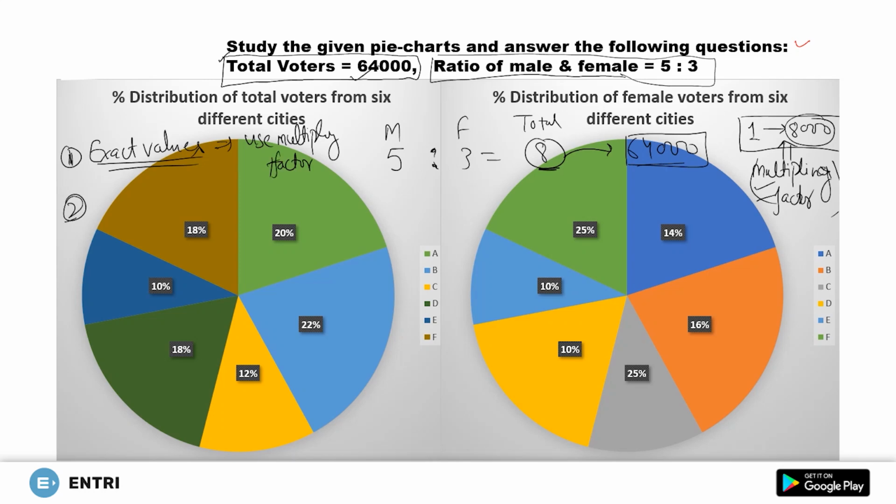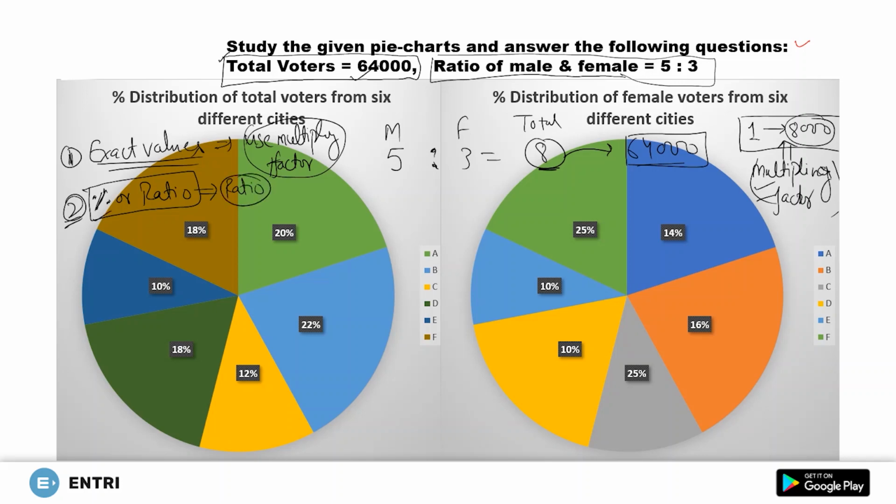And what is the second type of question? In the second type of question, you will be asked to find a percentage or a ratio. In those questions, there is no need to use this multiplying factor. You just apply only the ratio concept and you will get the answer.